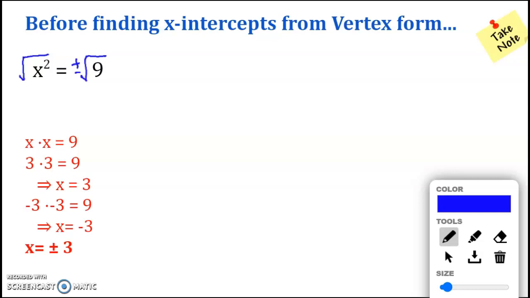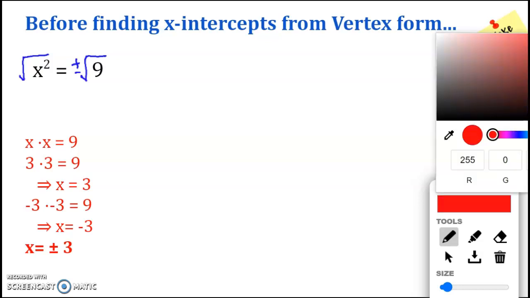And you should also know that this square root and squaring, they cancel each other out. So on the left hand side, you're just left with x is equal to, what is square root of 9? That's 3. But you have plus and minus right there. So that's how it comes about.